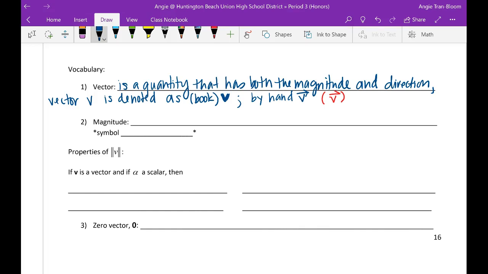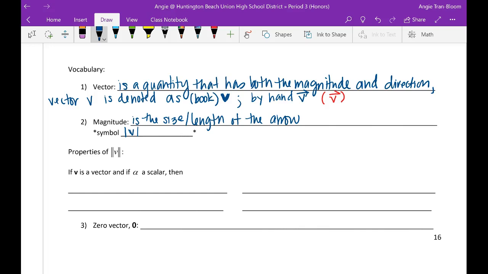Magnitude is the size or length of the arrow, okay? And remember, the arrow is used to show the vector. So it's the size or length of the arrow. The symbol of magnitude, we studied this last time, is the absolute value of V. Okay? Absolute value of V.